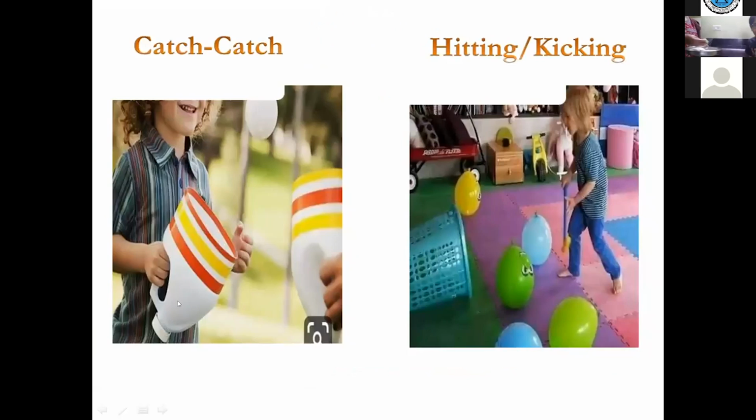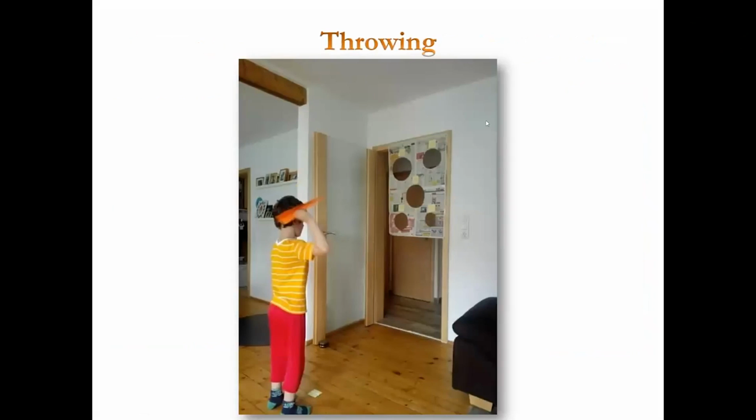Simultaneously, I'm sure you can see what is there in this picture. They are doing a catch game, where recycled cans are used. And here also a basket, where the child can be hitting with a stick or kicking it, making it much more fun. Next, what is this throwing? That is throwing a rocket.